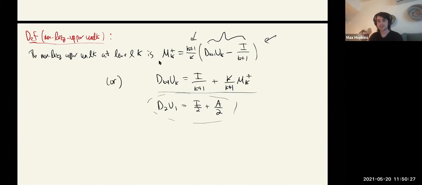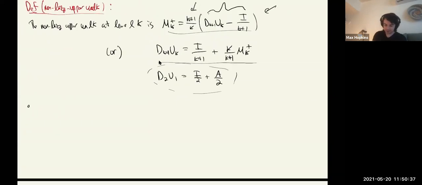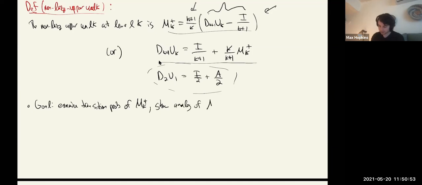Okay, regardless, I still do want to go through the transition probabilities of MK plus and prove that MK plus actually is the analog of the adjacency matrix. And I'm going to use this to do it. Okay, new goal: examine the transition probabilities of MK plus and show its analog of the adjacency matrix.